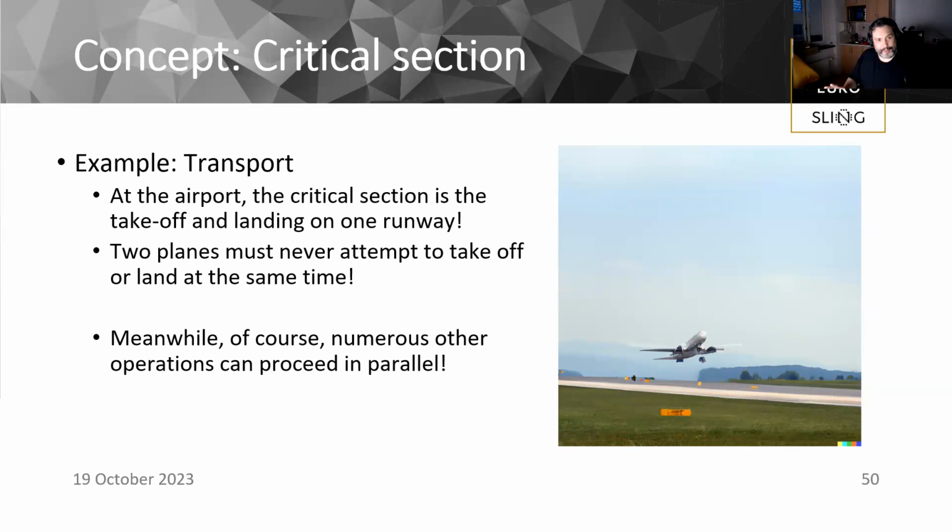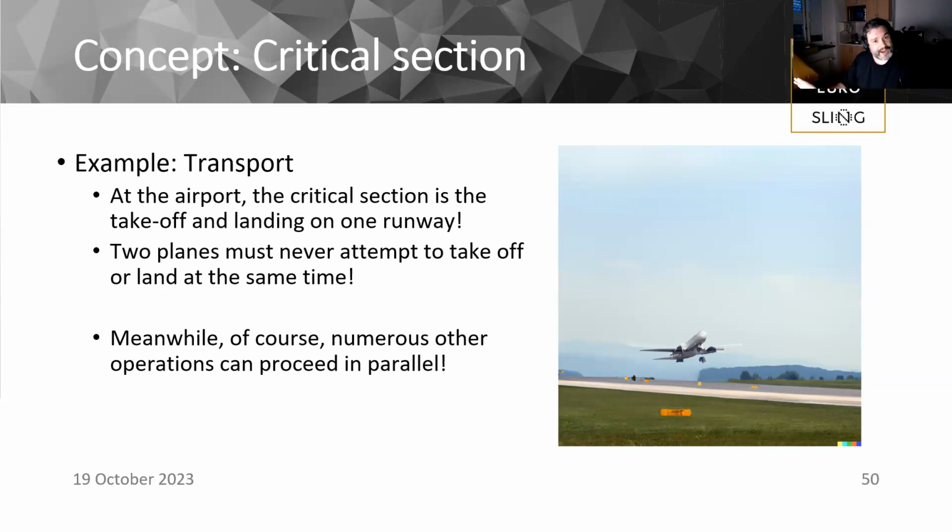So in an airport, you have an actual critical section, which is the takeoff and landing on the other hand. So there cannot be two airplanes on the runway at the same time. Not two of them landing, or one of them landing and the other one taking off. It simply does not work. Okay, so this is critical section.